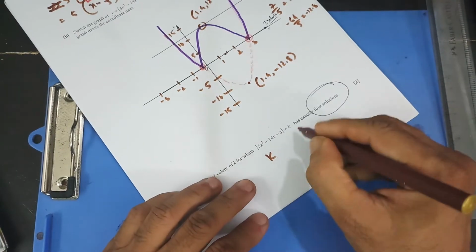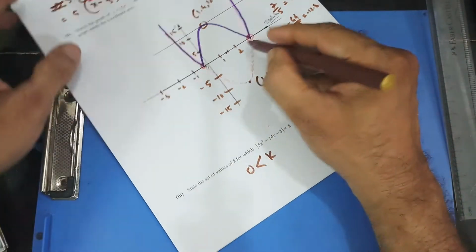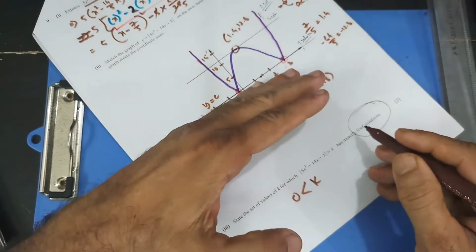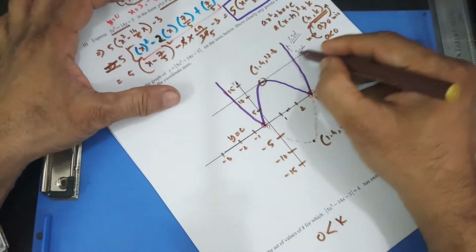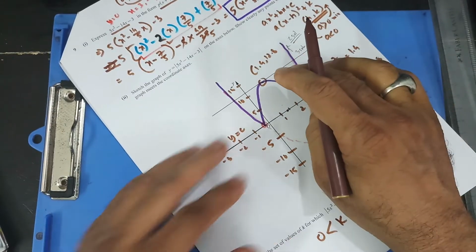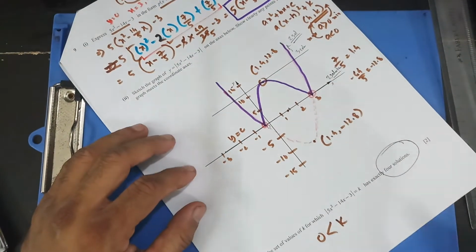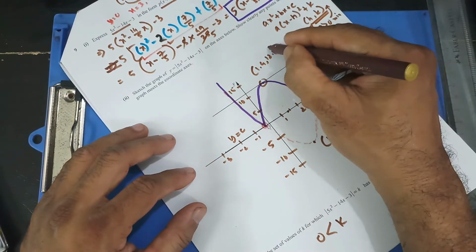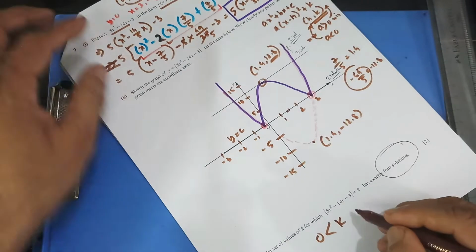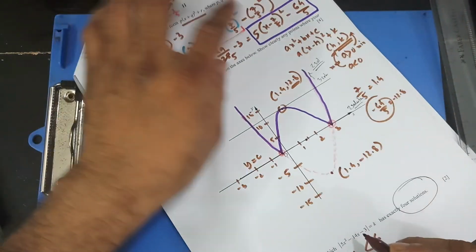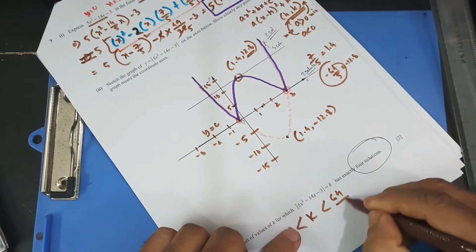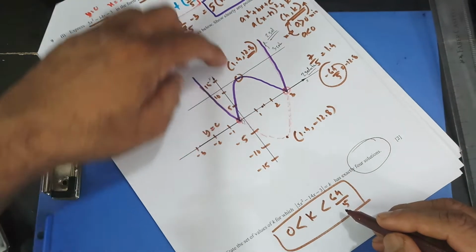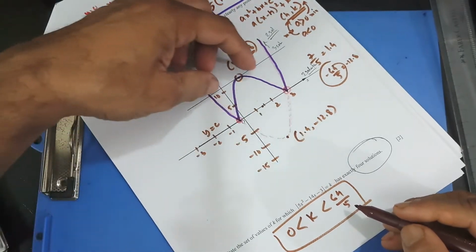So k is going to be greater than 0, because on the x-axis y equal to 0. And this value, what was this value? That one was 64 by 5, this particular value. So if k is in between these values, this equation is going to have 4 solutions.